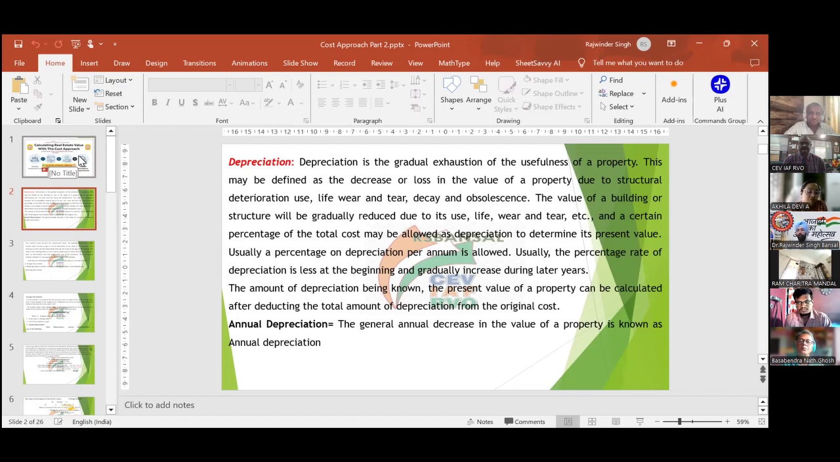Anybody having any doubt? Next is depreciation. So what is basically?